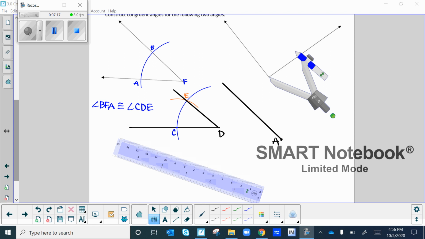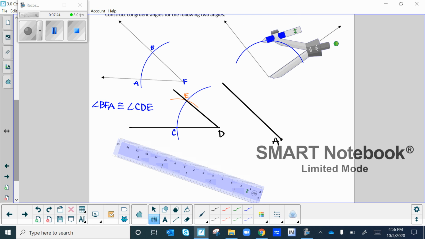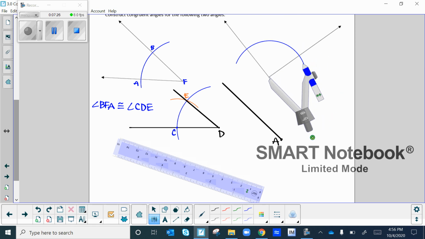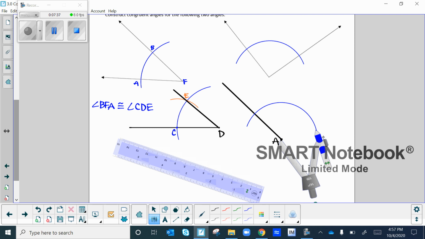Like I said, we're going to put our compass a decent size, and our first step is to make an arc on the angle we want to copy. We want to make that same arc over on point A. So I'm going to make that same arc, the same size. You want it rather long so that you can work with it. Remember these 2 points are important, so I'm going to label them. It doesn't matter what letters. I'm going to label them B and C.